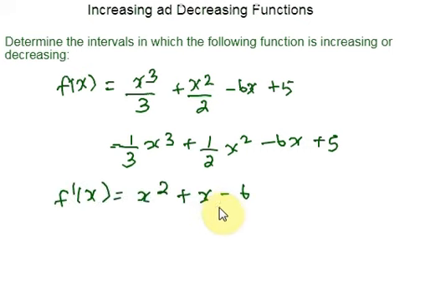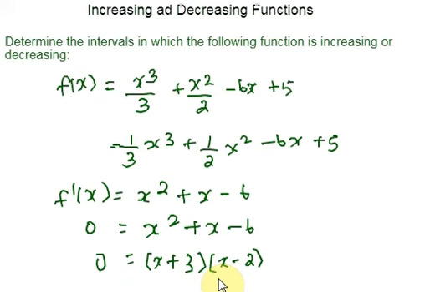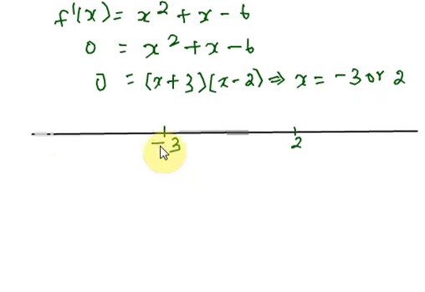Now set f'(x) equal to 0. And then factor the expression on the right side. So by factoring and solving, you will get x equal to negative 3 or 2. So our critical values are negative 3 and 2. So our intervals would be negative infinity to negative 3, negative 3 to 2, 2 to positive infinity.